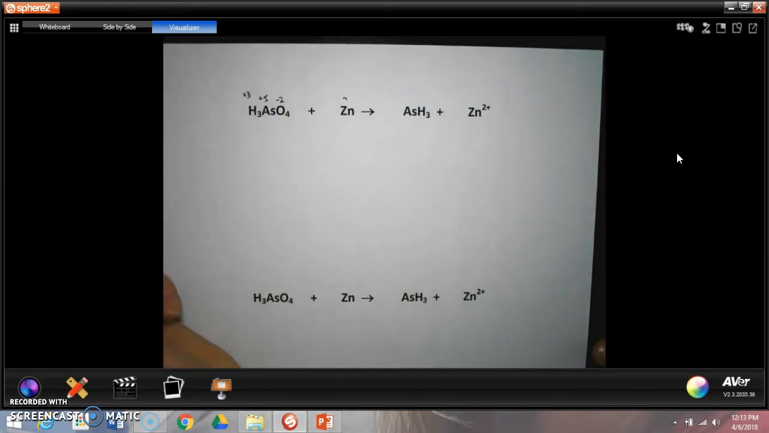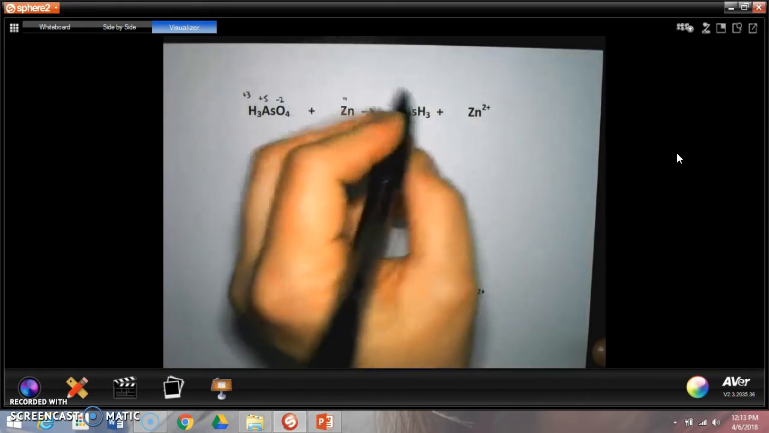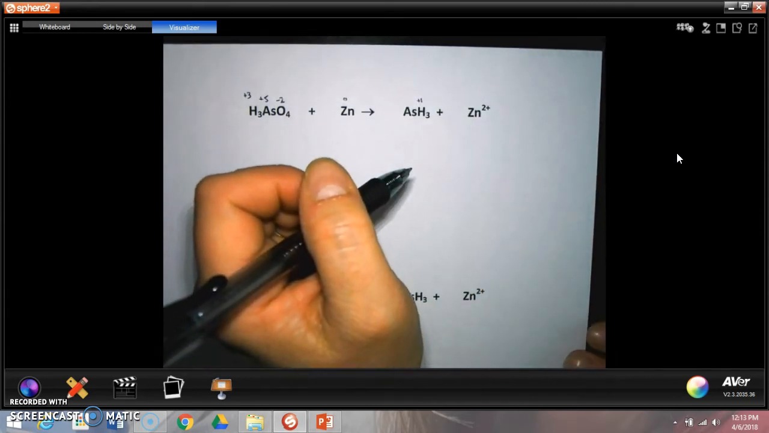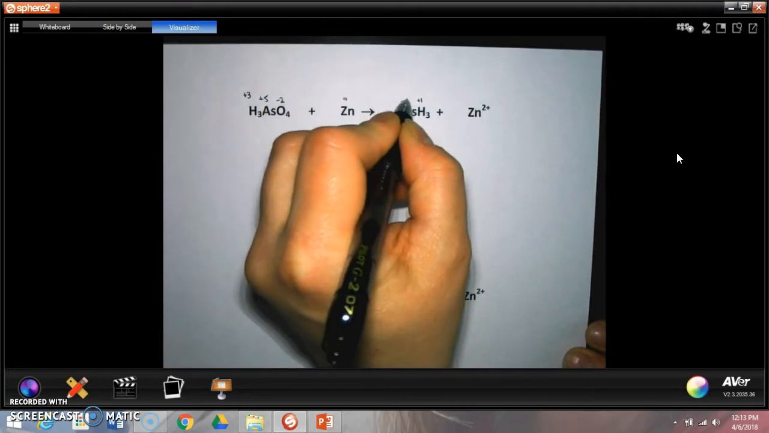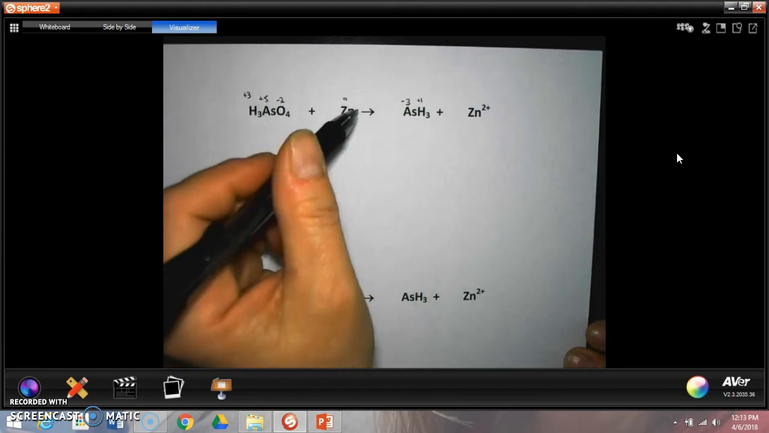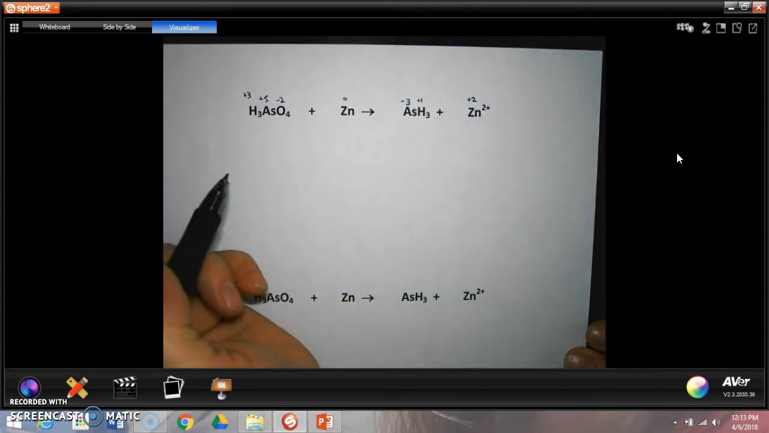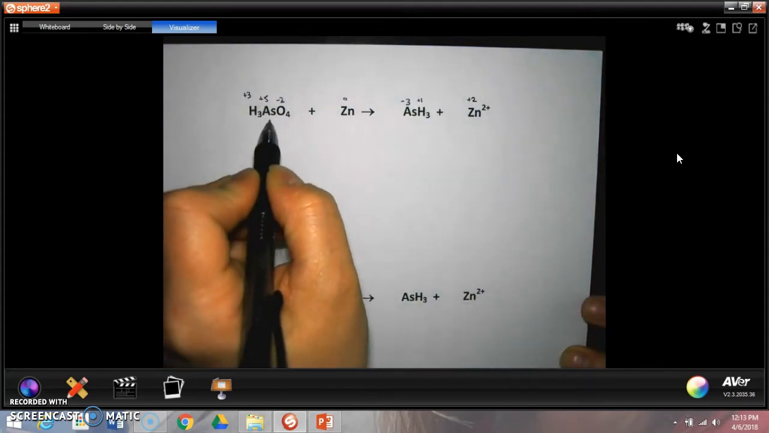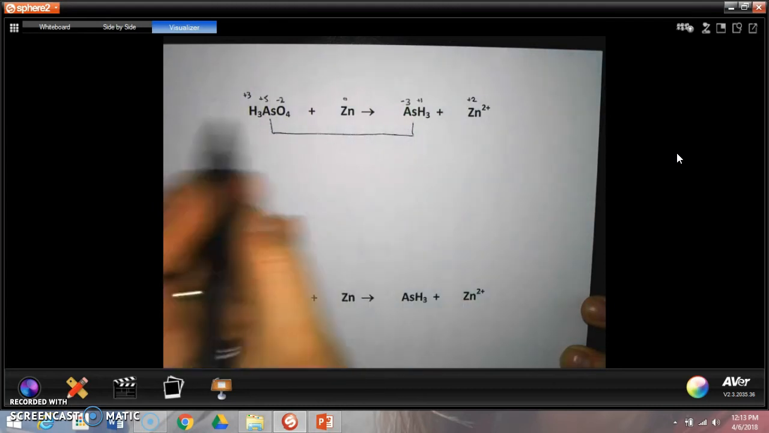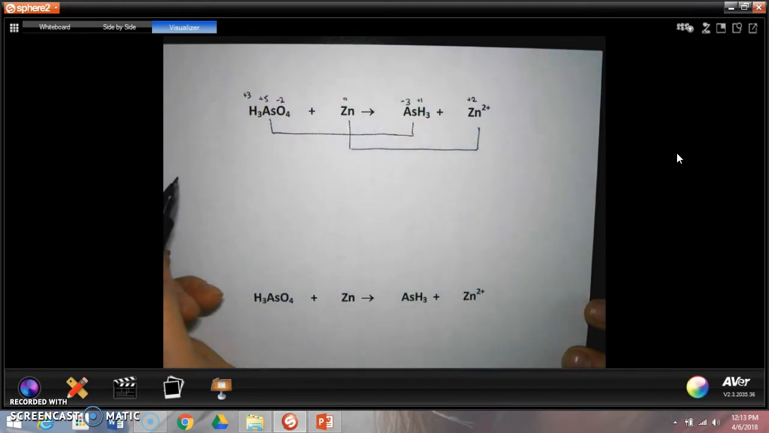Zinc elemental is going to be 0. Here, now we've got hydrogen being +1. As is now going to be -3. So it's changed from +5 to -3. Zinc is now +2. So once again, zinc has gone from 0 to +2. What I like to do is just connect the two things. So I know that As is one of the substances and Zn is one of the other substances.